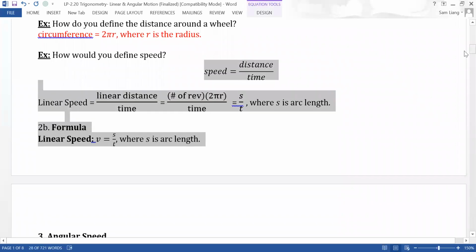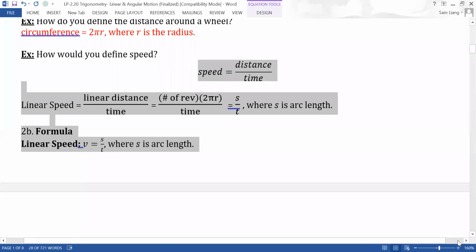All right, does anyone still need this? Please speak up or type in the chat. No? Okay. If not, then I'll move on to the next concept, which is angular speed.